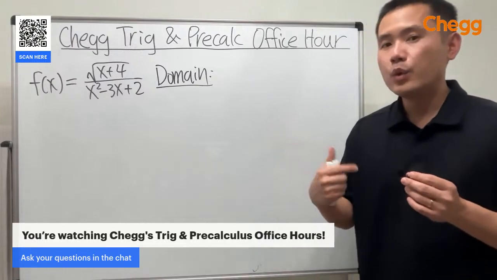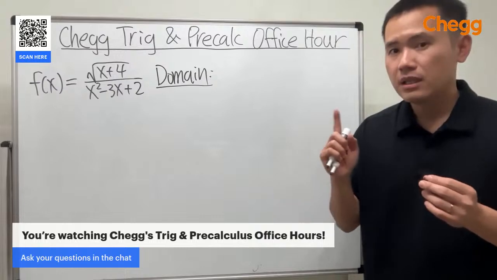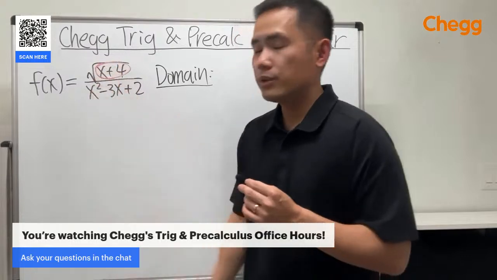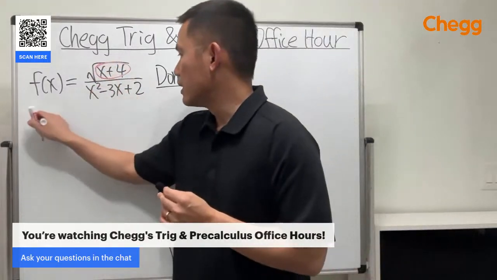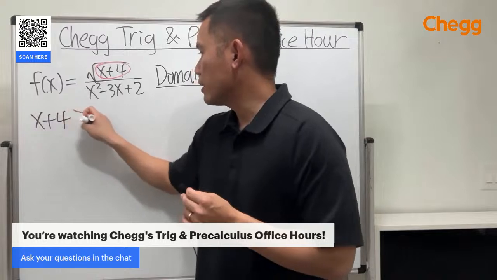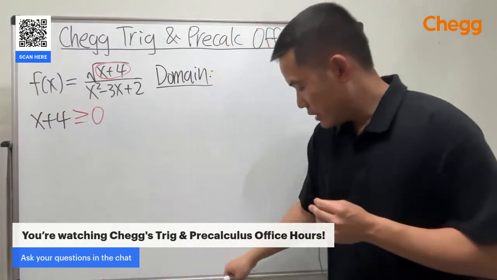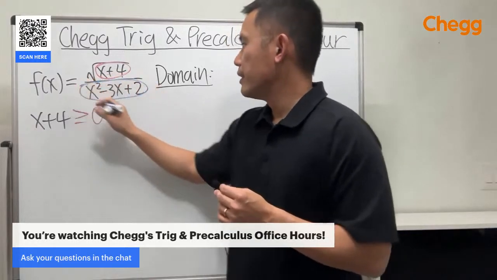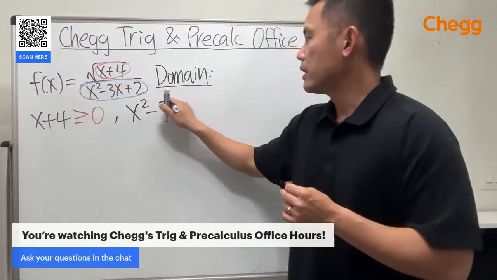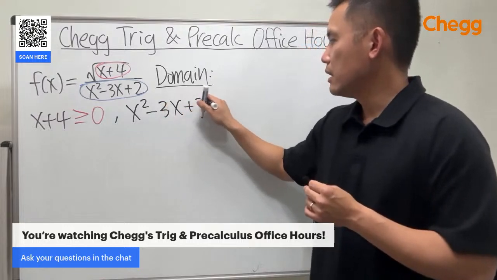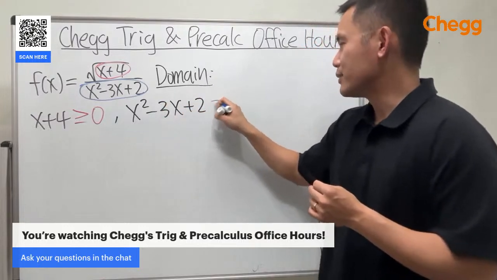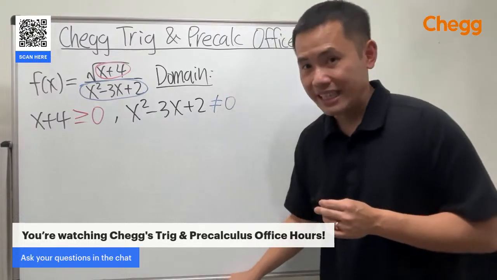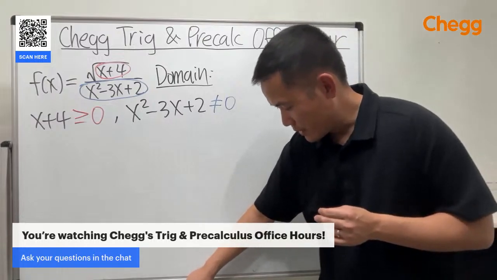So in this case, we have two places where we will have to set restrictions, right? The first case is, let's just do the square root first. The inside of the square root: we have to make sure it is greater than or equal to 0. Next, this right here is on the bottom. So we have to make sure that expression does not give us 0. So not equal to 0. These are the two conditions that we will have to set up, and then we just have to solve.